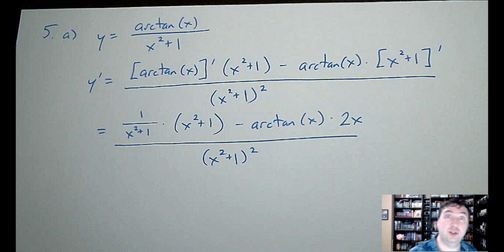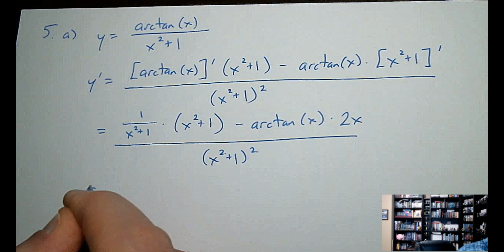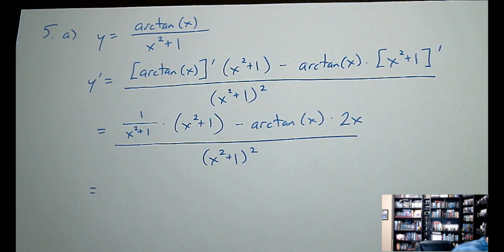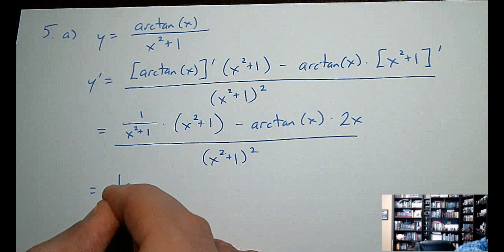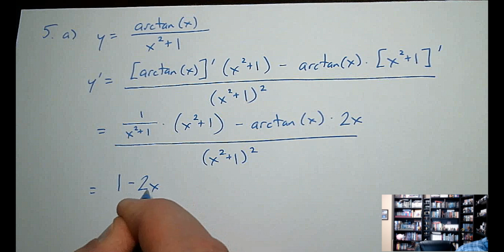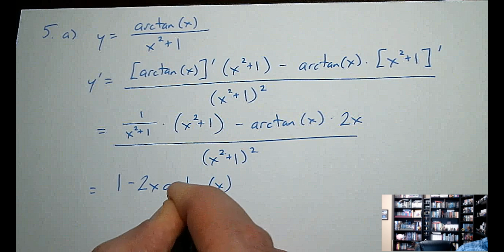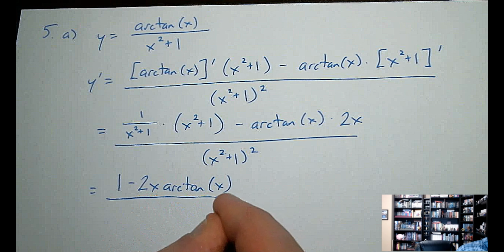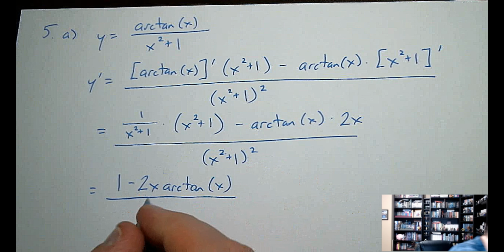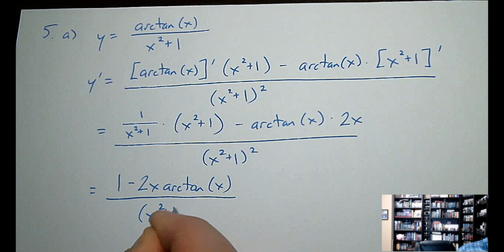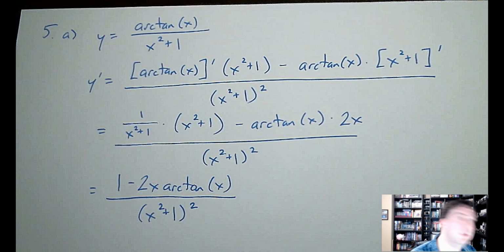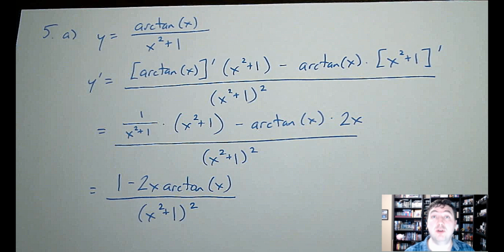And so we can certainly simplify here. 1 over x squared plus 1 times x squared plus 1 is 1, minus, we'd write that as 2 times x times arctan x by convention. Constant first, then the x, then anything else. So that's divided by x squared plus 1 all squared, and there's our derivative.